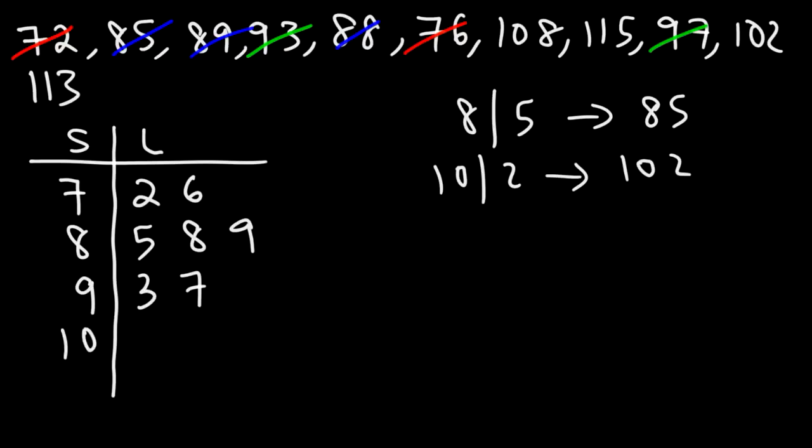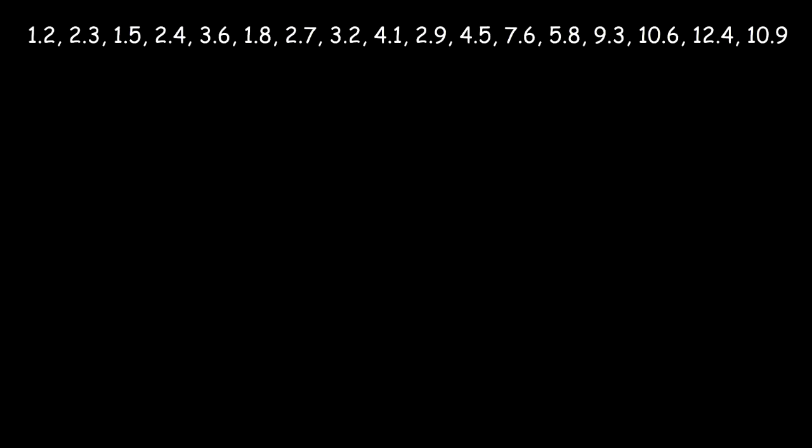Now for 10, we have 108 and 102. So we're going to put 2 and then 8. And then for 11, there is 113 and 115. So we're going to write 3 and 5. And so that's how you can make a stem and leaf plot using numbers beyond 100.